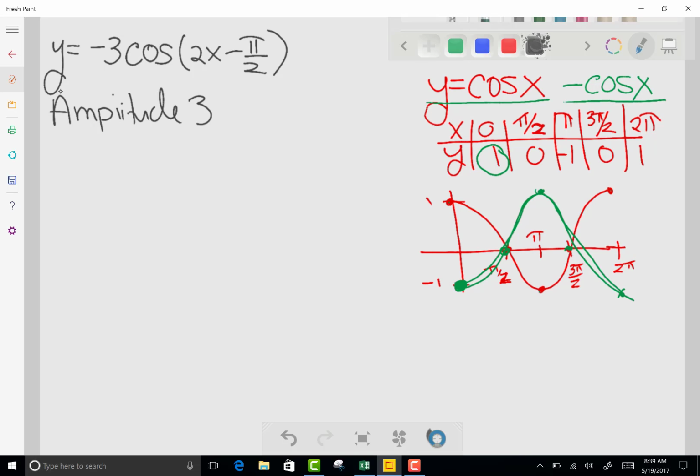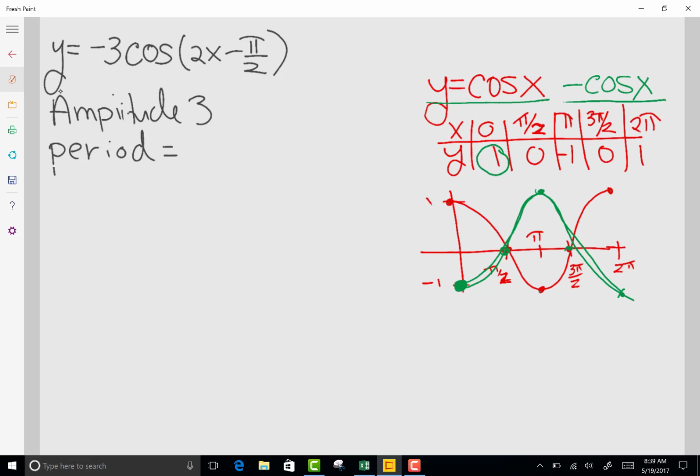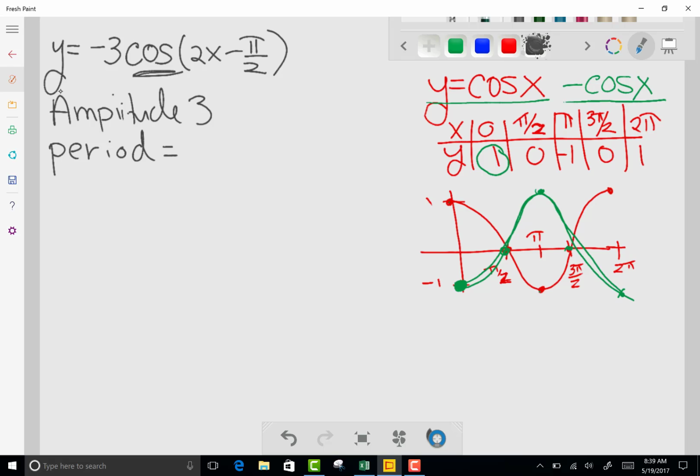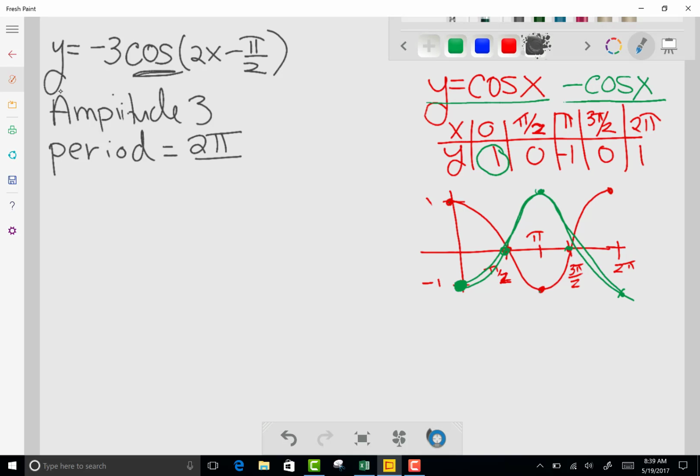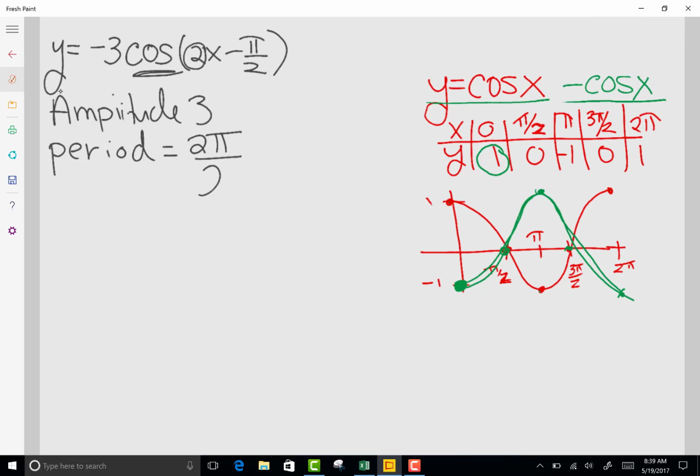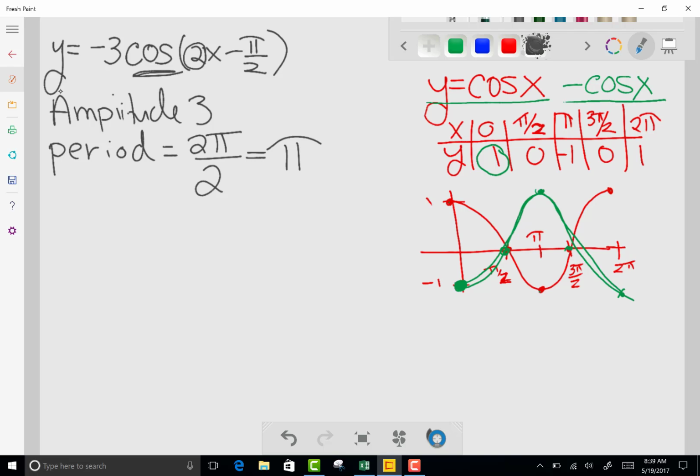Our amplitude is 3, so from the center or the midline out, it's going to go up to 3. For our period, we take the period of our mother function, and our mother function is cosine, and we divide by our value of b. Since our cosine has a period of 2 pi, I take 2 pi and divide by my b, which is 2. So the period of my translated function is going to be pi.